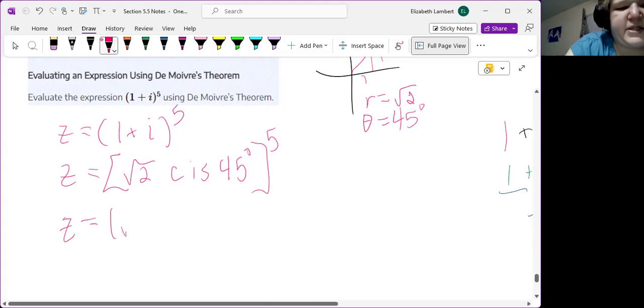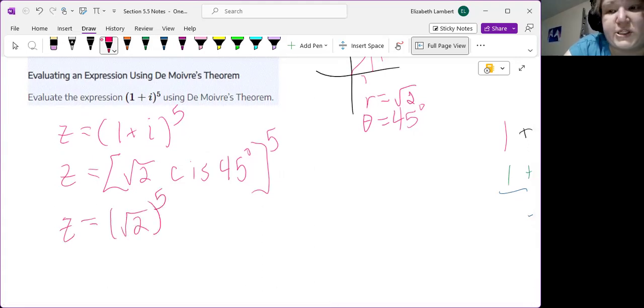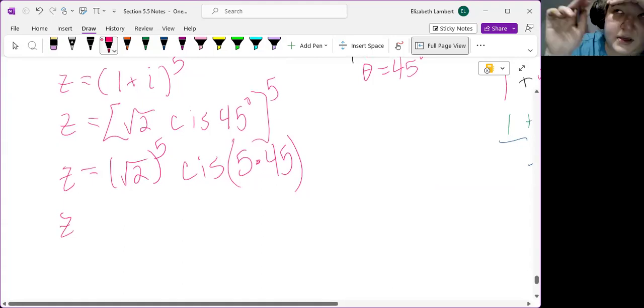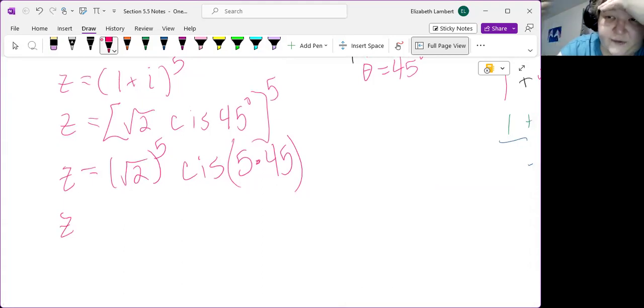So the first part of this does exactly as we would expect numbers to do. Over here, cis 45 added to itself 5 times is 5 times 45. All right, so 2 to the 5th is 32, which is 2 times 16. So we are going to have 4 times the square root of 2.